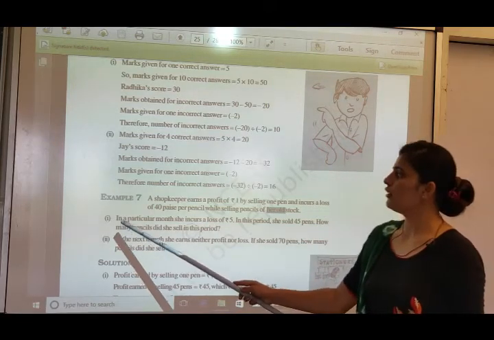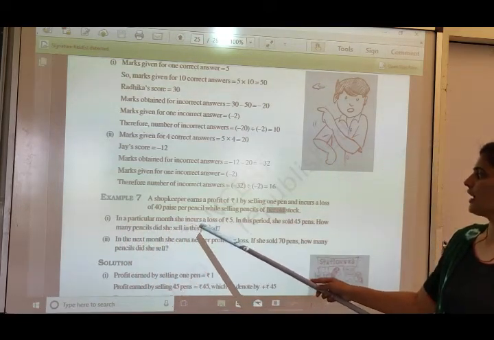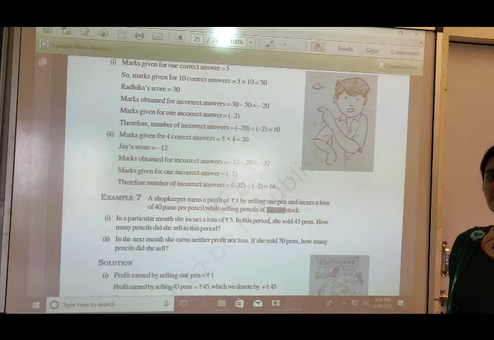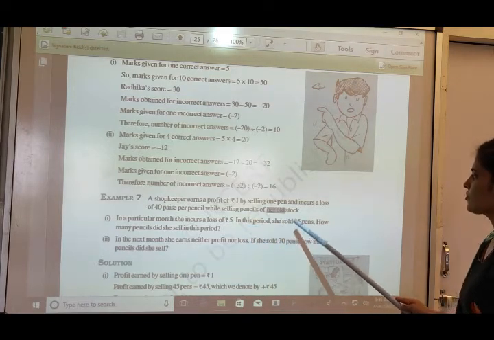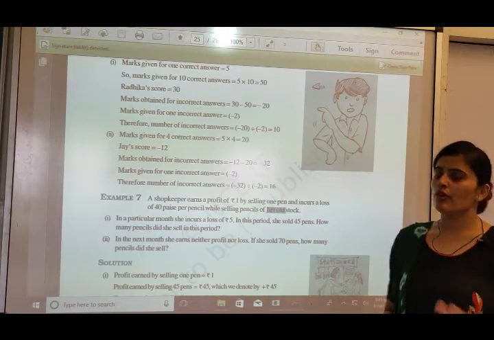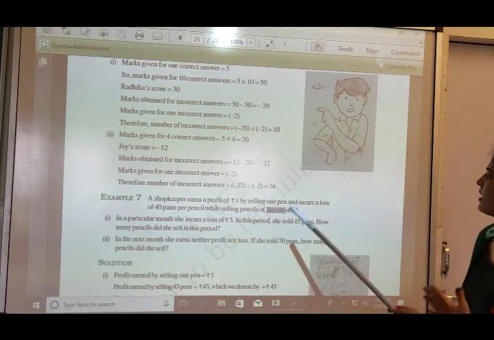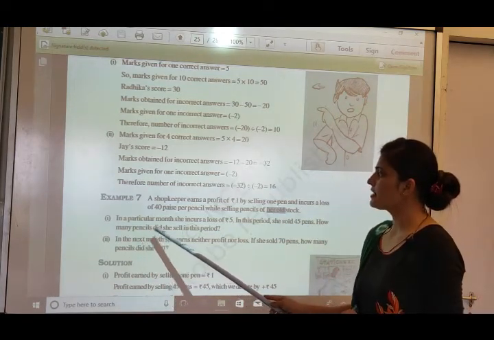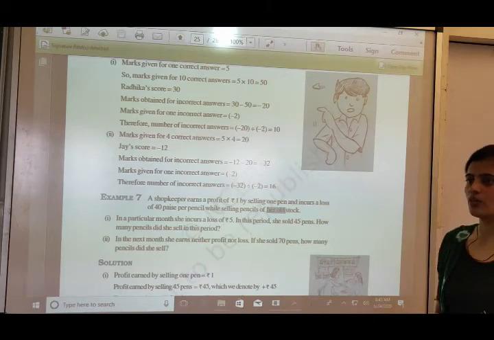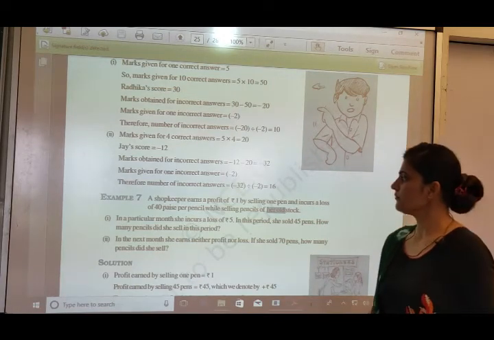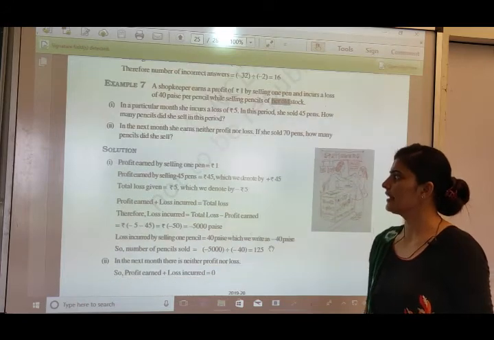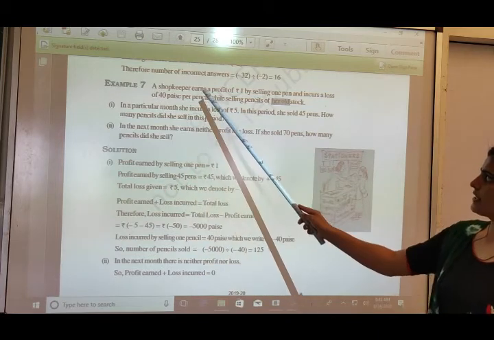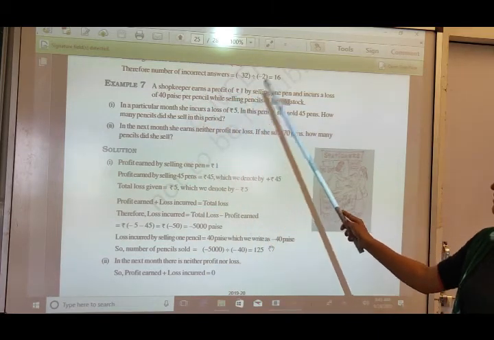Now first we have to find out: in a particular month she incurs a loss of rupees 5. Now loss is given to you as rupees 5. In this period she sold 45 pens. Now rupees 5 is the loss, but for how much? For 45 pens she is selling. How many pencils did she sell in this period? In total we have to find out how many pencils she sold. Now first answer, profit earned by selling one pencil: it is given that a shopkeeper earns a profit of rupees 1 by selling one pencil.